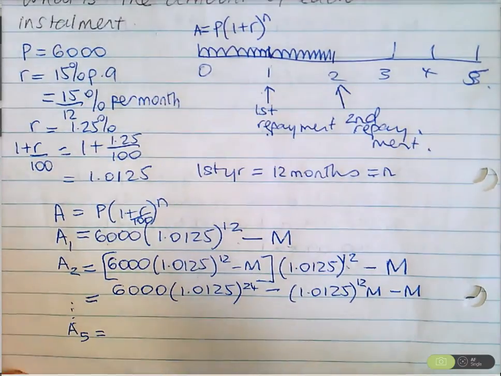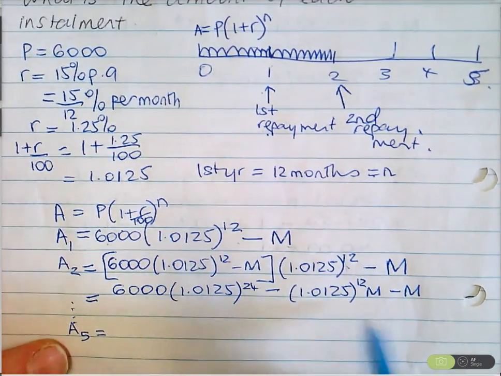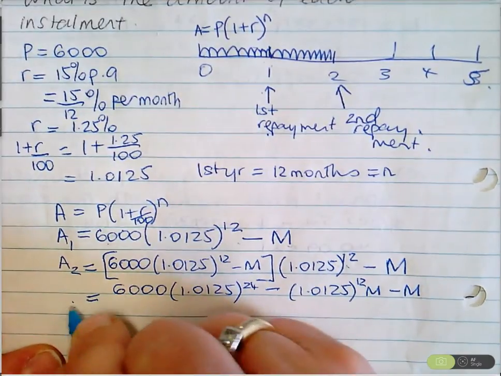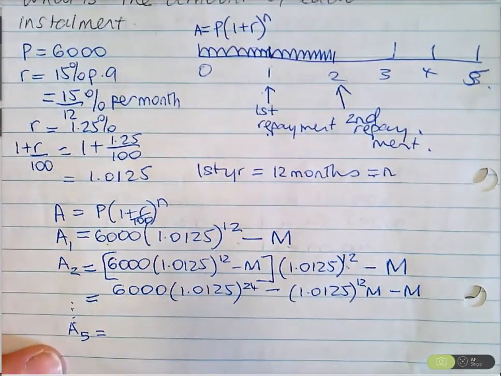I can do A3 next. I can factorise out my m. We know what's going to happen now, don't we? Do you want me to do A3? I can just write down what A3 is, or I can just write down what A5 is.